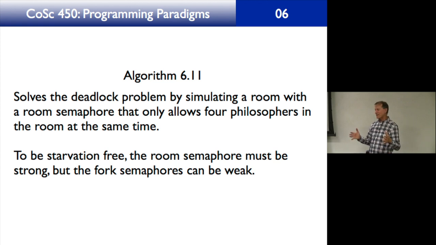So now instead of sitting at a table, all five of them eating, they think outside the room. You with me? And we solve the deadlock problem by simulating a room with a room semaphore that only allows what? Four. Because we know that we can't have all five eating at the same time. If we have all five eating at the same time, there's the possibility of deadlock. So we just don't let five of them meet at the same time.